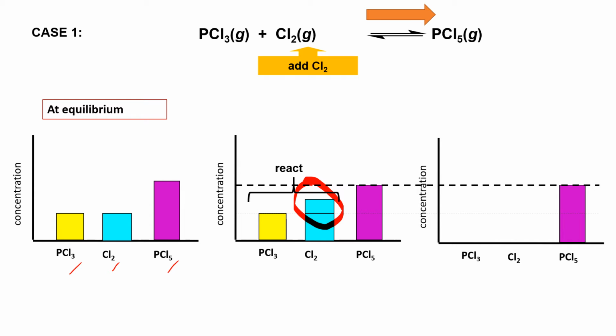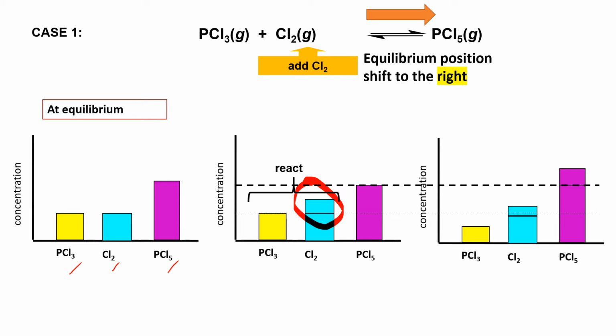Once PCl5 is produced, the concentration of PCl3 will decrease, the concentration of Cl2 will decrease, and the concentration of PCl5 will increase. So in the end, we have reduced the concentration of Cl2. At the same time, it increases the product and decreases the concentration of the reactants.